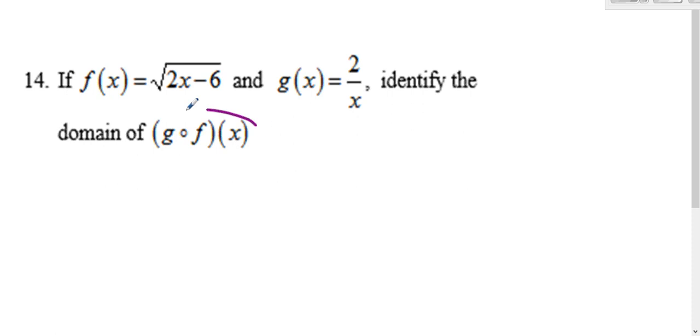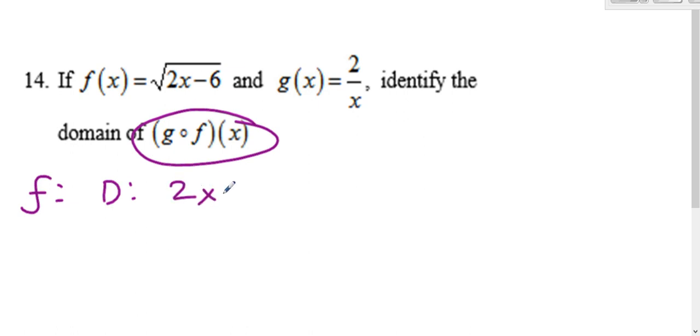G of f of x means we're plugging first into f, then the answer gets plugged into G. So the first thing we do is we start with the domain of F. I find the domain of F. Inside the square root, 2x minus 6 has to be greater than or equal to 0.